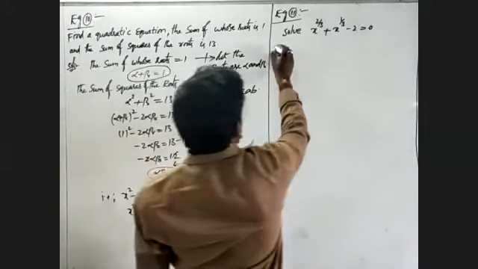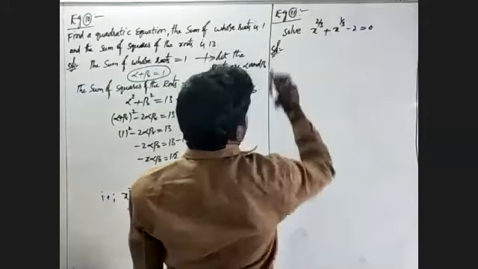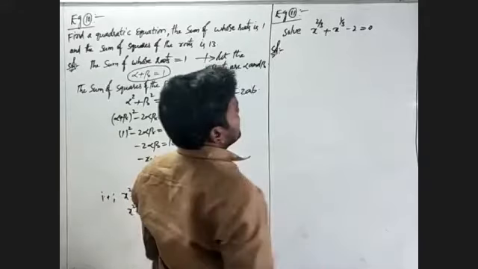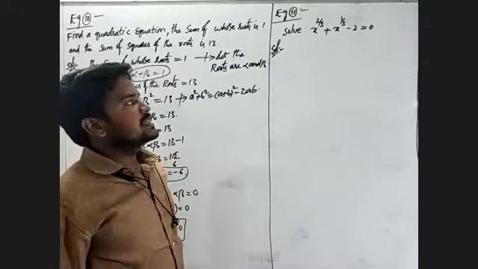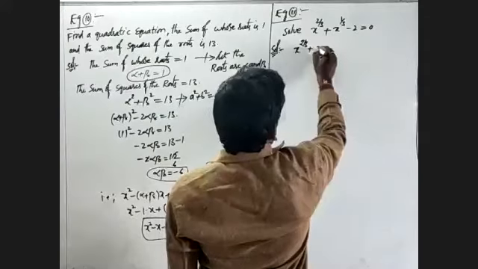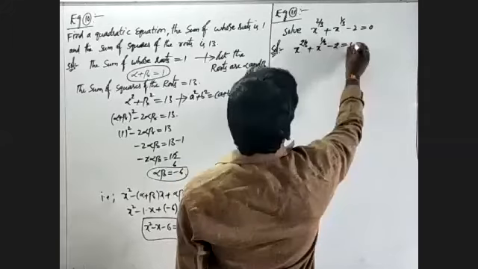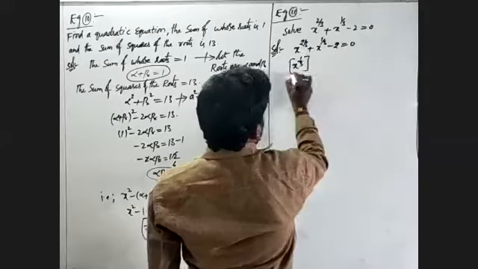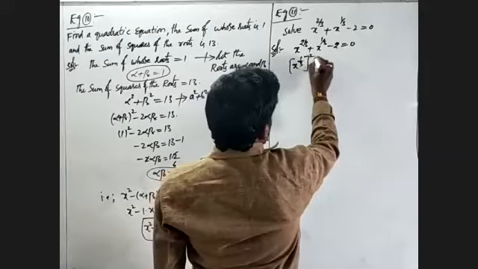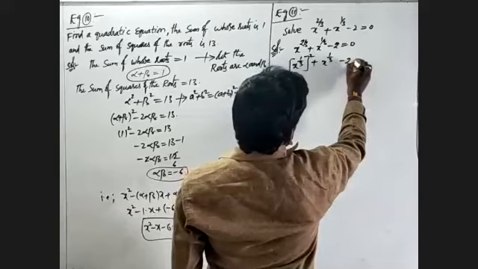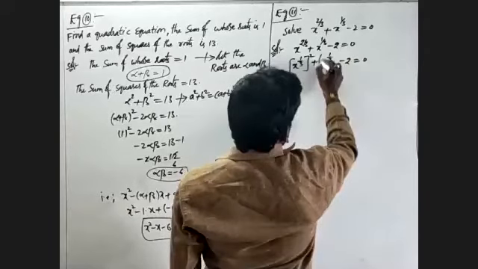Now I am going to example 11. What I am asking: x power 2 by 3 plus x power 1 by 3 minus 2 is equal to 0. The given equation can be written as x power 1 by 3 whole square plus x power 1 by 3 minus 2 is equal to 0. So observe.